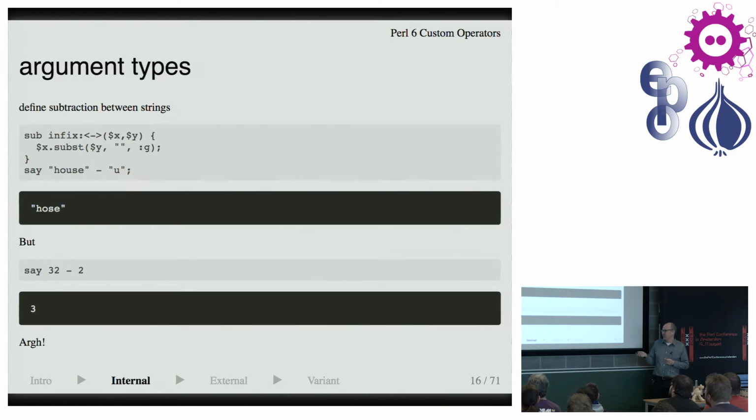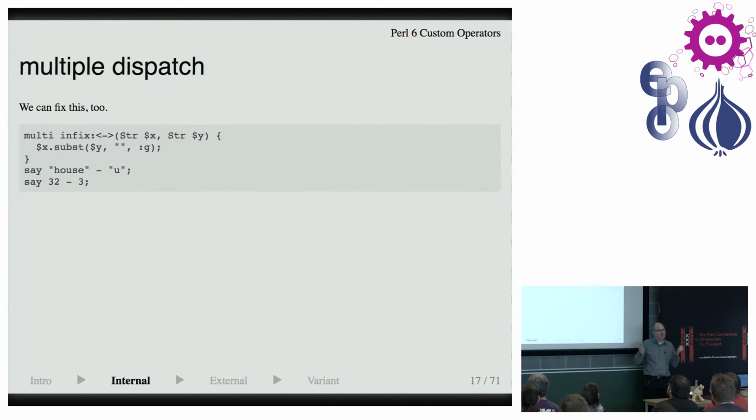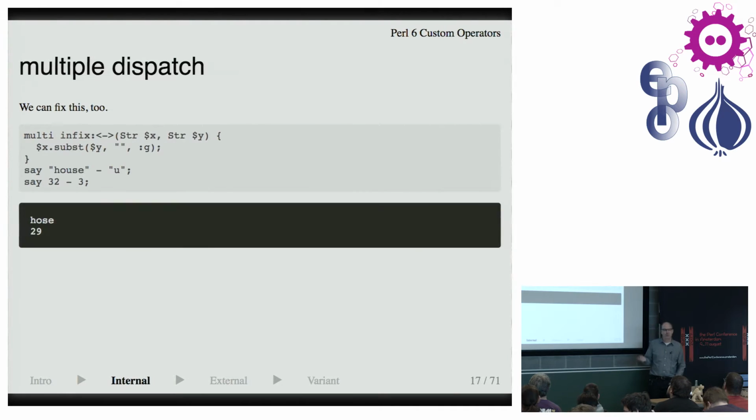Luckily, we can fix that. We can give types to our operators, to our arguments. So we define the arguments. We say they are strings, Str $x and Str $y, and instead of a sub, it's now a multi. So we have multiple dispatch for functions and multiple dispatch for arguments. So now, when we have house and u, which are both strings, and we have 32 minus 2, we get the correct thing. We get hose for the strings, but we still get 30 for the numbers.